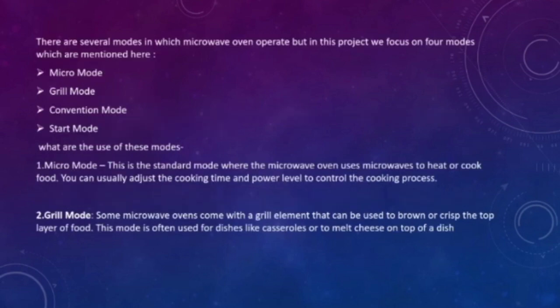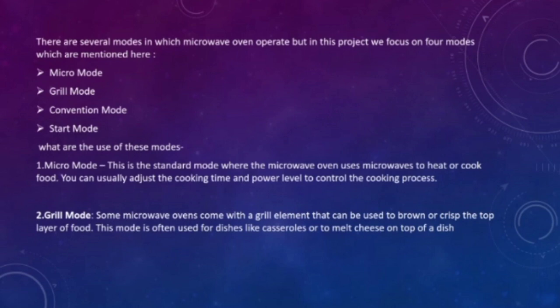There are several modes in which a microwave oven operates, but in this project we have focused on 4 modes which are mentioned below: micro mode, grill mode, convection mode, start mode. What are the uses of these modes? We will see now. Micro mode. This is the standard mode where the microwave oven uses microwaves to heat or cook the food. You can usually adjust the cooking time and power level to control the cooking process.